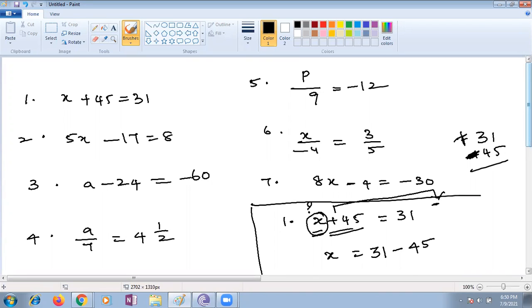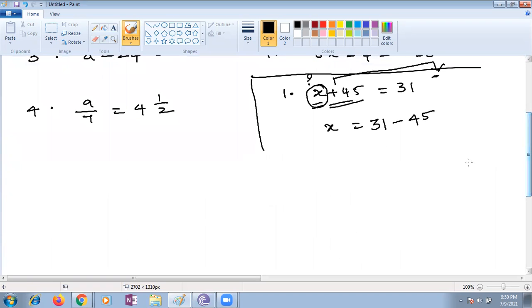Yes, ma'am. If two unlike integers are there, what should you do? Whether you add or subtract. We should subtract. Very good. You have to subtract always.